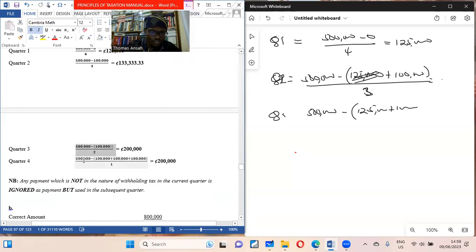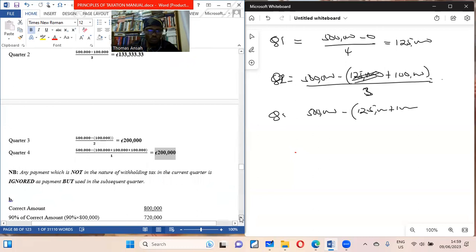So if the payment that they made is not in the form of withholding tax, if they pay it in the current year, it won't reflect unless it goes into the following one. All right, take a very important note of that one. Okay, so that is how we do it.